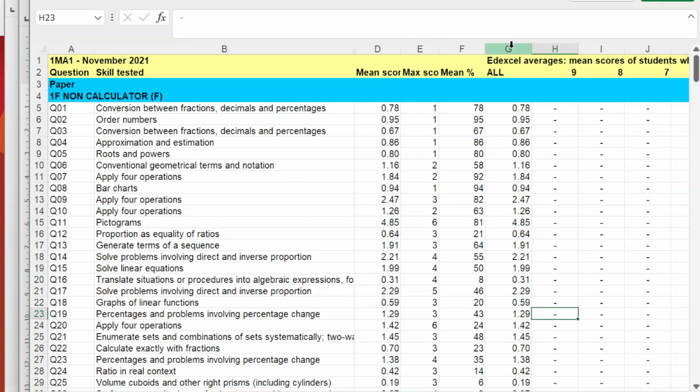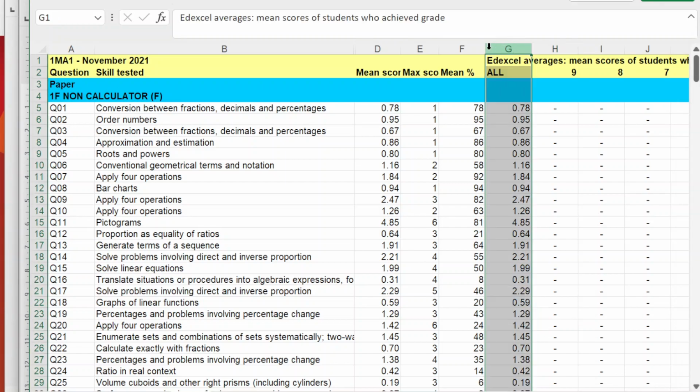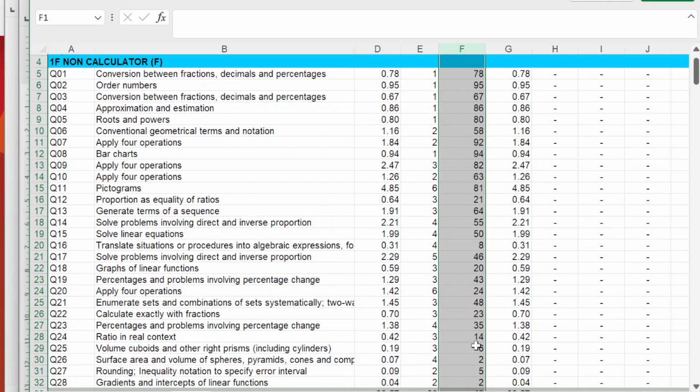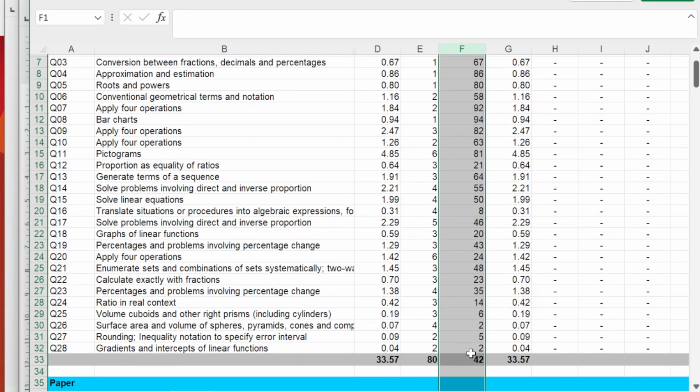This is the average that students scored out of the total. No, sorry, that's the interesting one. That gives you the percentage that students scored on that question. So you can see which questions students found very easy. So 95% of the cohort got question 2 right, but only 2% of the cohort got question 26 or question 28 right.